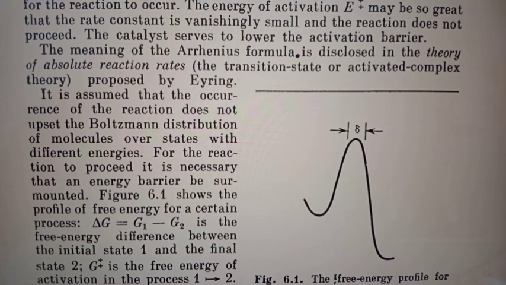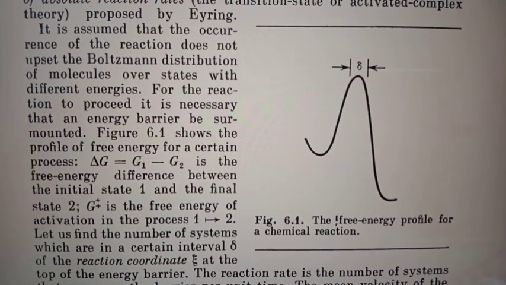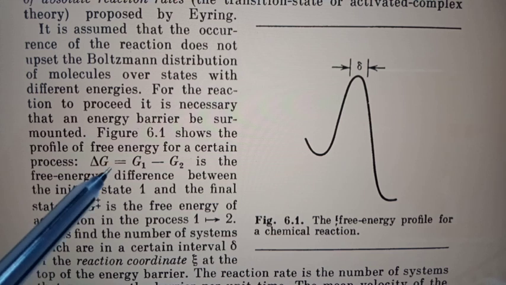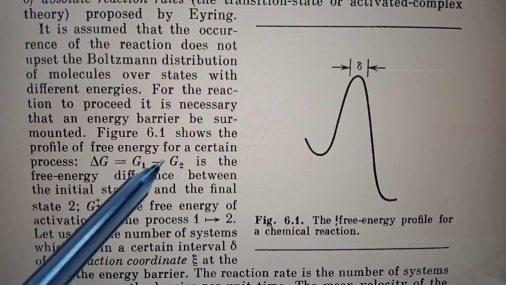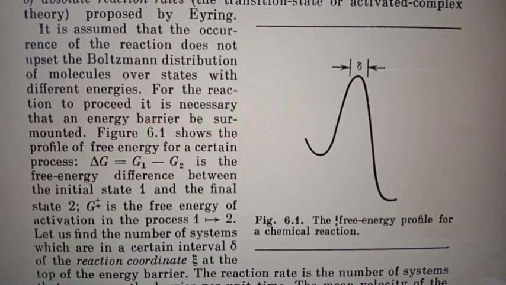For the reaction to proceed, it is necessary that an energy barrier be surmounted. Figure 6 shows the profile of free energy for a certain process. Delta G is equal to G1 minus G2, the free energy difference between the initial state 1 and the final state 2. G is the free energy of activation in the process from 1 to 2.